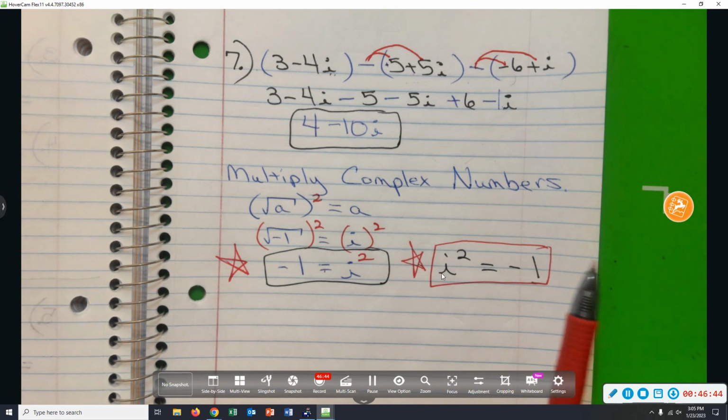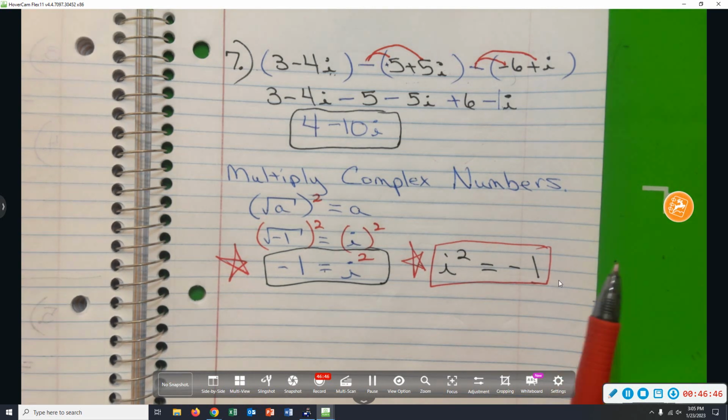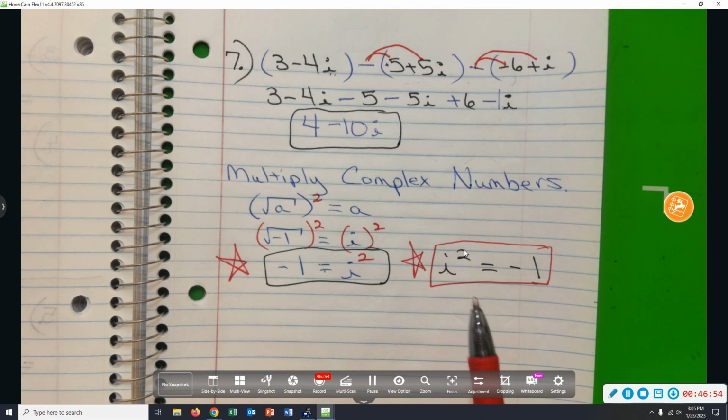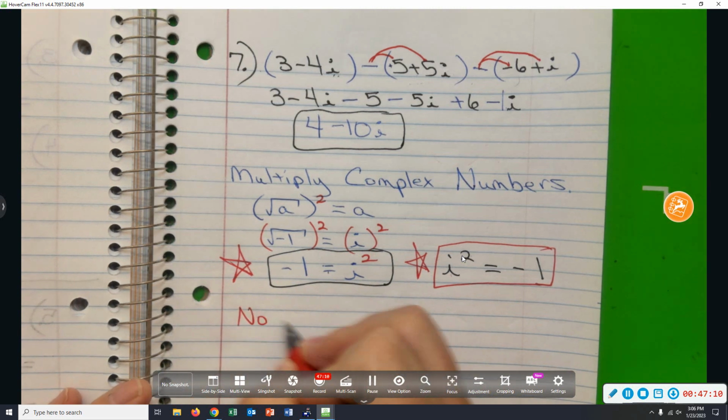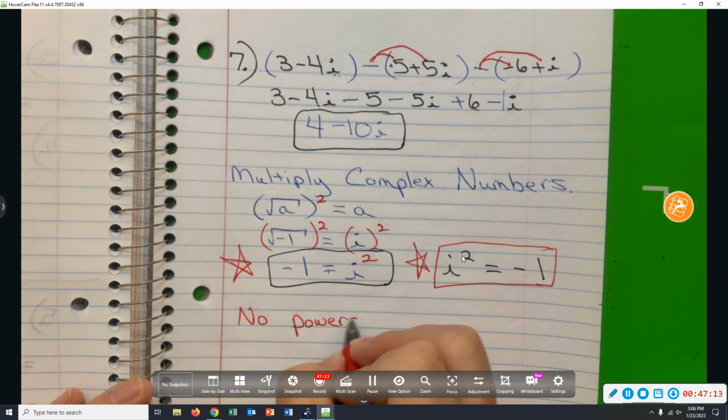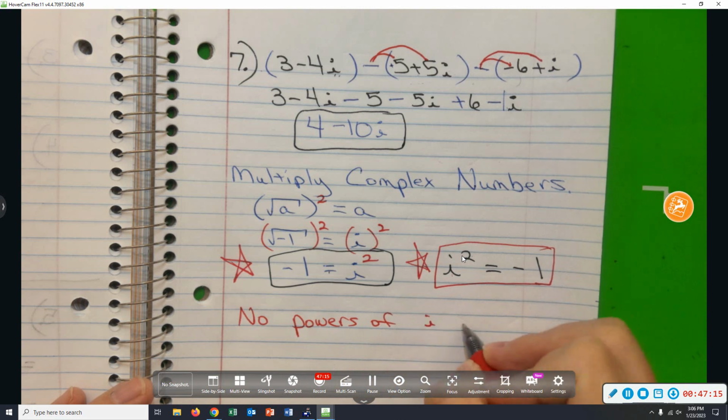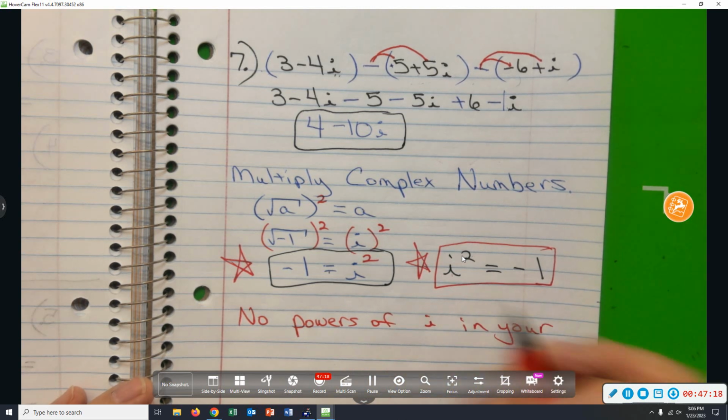Think about multiplying x times x. That becomes x squared. So every time you're multiplying and you're picking up powers of i, you need to reduce those powers of i using the fact that i squared is equal to -1. You can have an i in your answer, but because i squared is equal to -1, you should never have powers of i in your final answers.